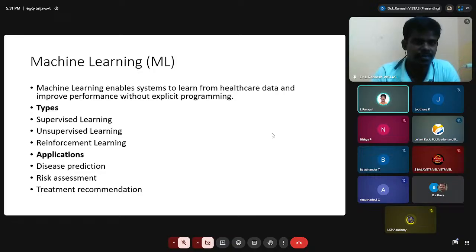performance of the data. So what are the applications involved in the machine learning techniques or algorithms? So disease prediction, risk assessment, and third thing, treatment recommendations. So there are three types of applications involved in the machine learning algorithms.